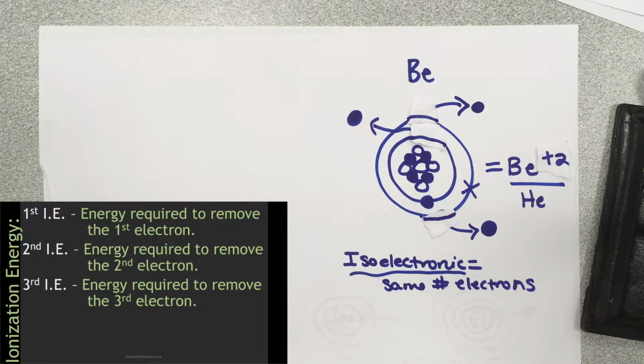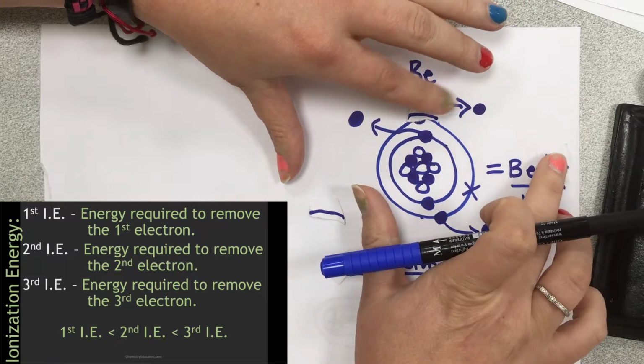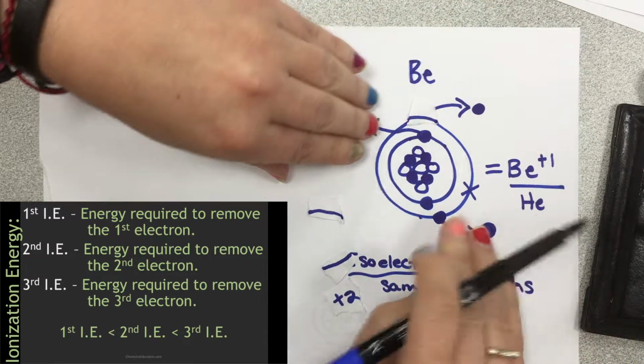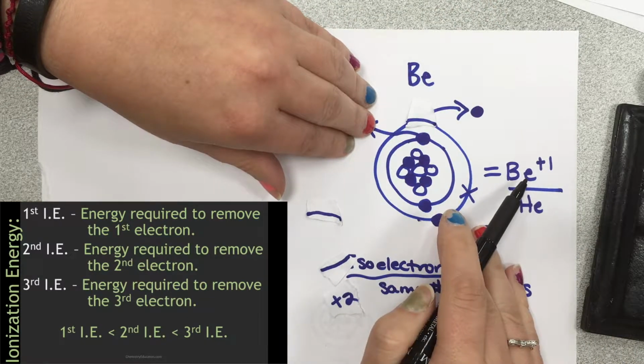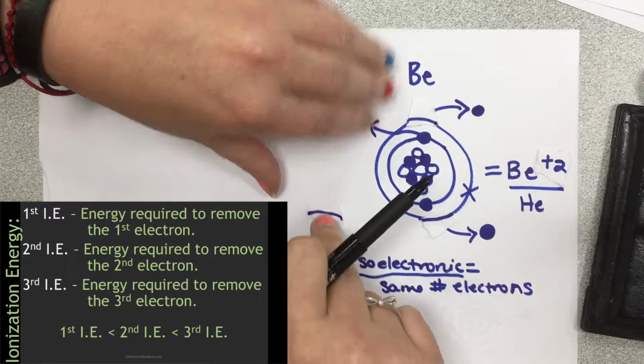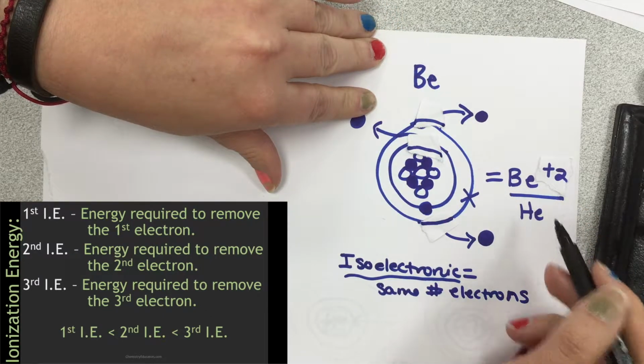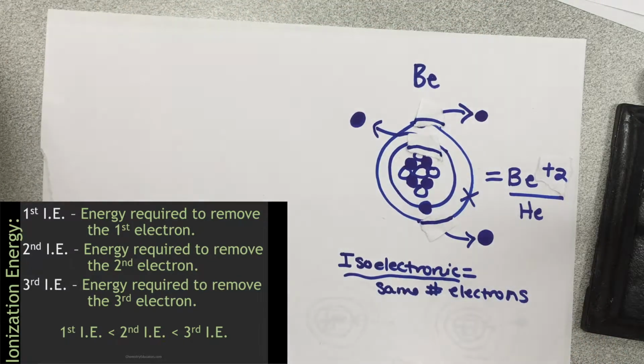Okay, so when you hear these words, this is more of a vocabulary type slide: first, second, and third ionization energy. All that means is the energy required to pull the first, second, and third electron off. So when we had just this one and we pulled this one off and it became Be+1, that's the first ionization energy. This would have been the second ionization energy, and then this would have been the third ionization energy, Be+3. So that's all those words mean: how much energy is required to take off the first, second, and third electrons.